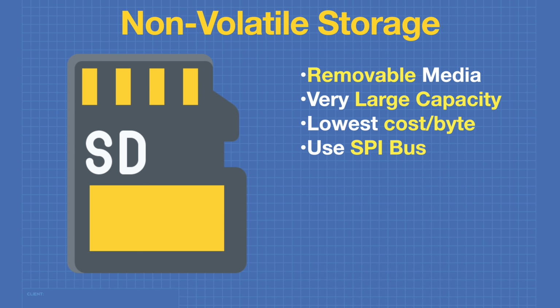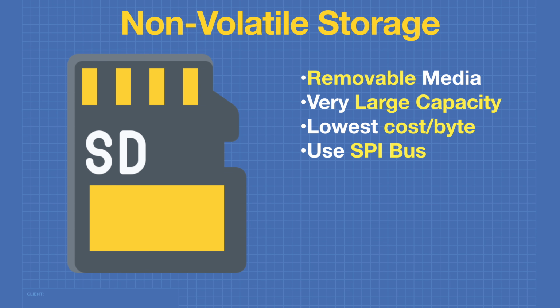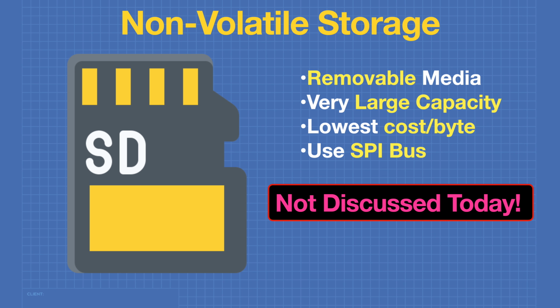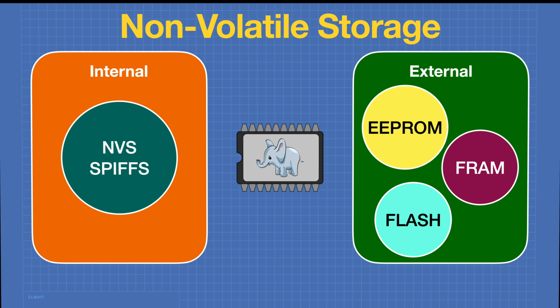Now, another form of non-volatile storage, of course, are micro SD cards. This removable media has very large capacities, a very low cost per byte, and makes use of the SPI bus. However, we won't be discussing removable media today.